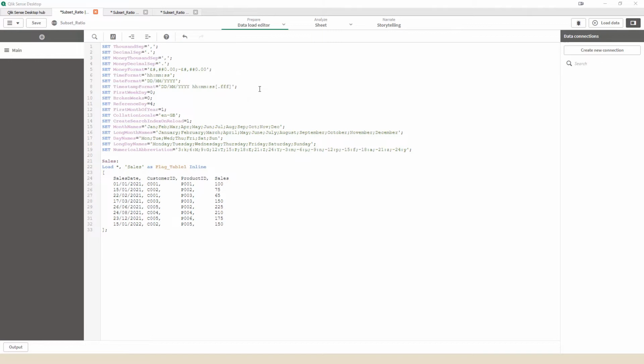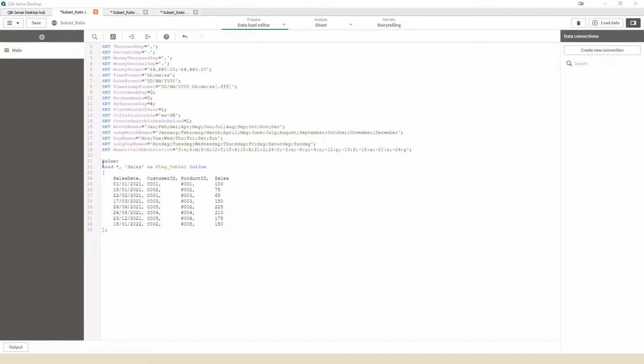Today we will learn about subset ratio. What is subset ratio? Subset ratio means the percentage of a distinct value of a field for a particular table compared to all distinct values of that field in the entire data model. We will try to understand this by a simple example.